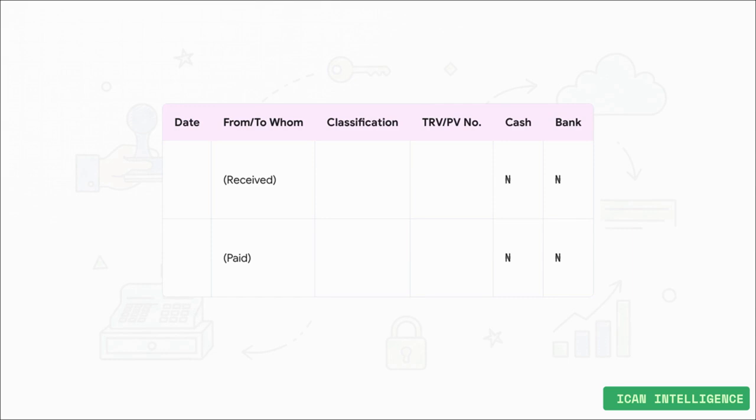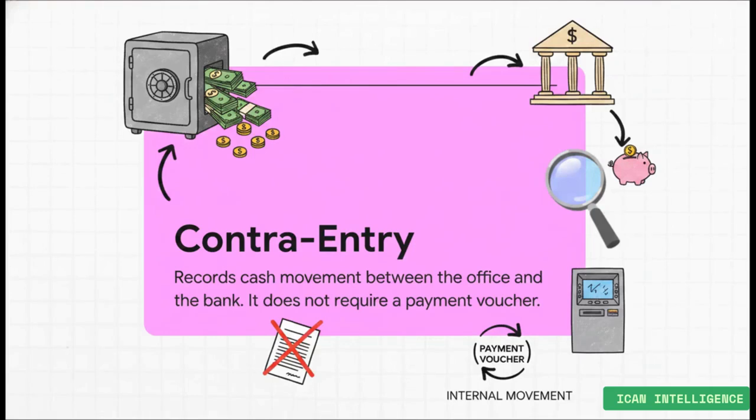This whole format creates this beautiful, clear, and auditable trail of all cash movements, which, as you know, is fundamental for accountability. Now for a term that I've seen trip up students time and time again, the contra entry. So what is it? Well, a contra entry is simply an internal transfer. It's just recording the movement of cash between, say, the office safe and the bank, or the other way around.